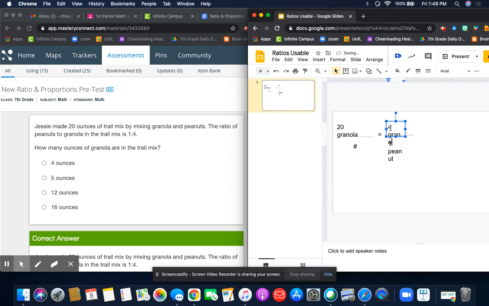All right. So again, I would just always cross multiply and divide. There are other ways, but just to stay consistent, that's the way I'll be explaining these. So 20 times 1 is 20. 20 divided by 4 gives us 5 peanuts. So for that problem, the answer would be 5.